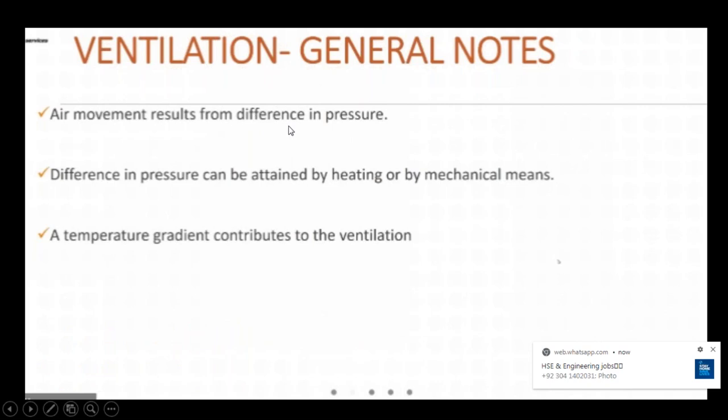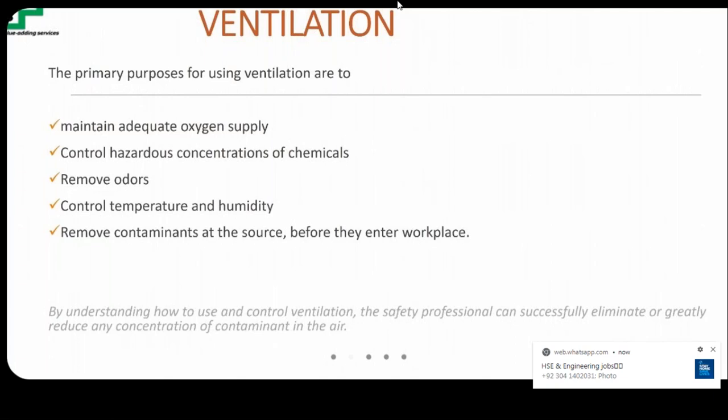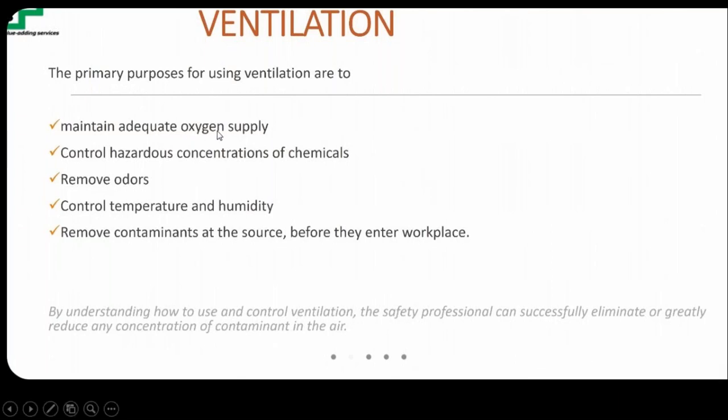First of all, what is ventilation and what is the purpose of ventilation? The basic purpose of ventilation is, number one, to maintain adequate oxygen supply. In some cases, we do ventilation to maintain oxygen supply, in some cases to reduce the concentration of hazardous chemicals, in some cases to remove odors, in some cases to control the temperature and humidity, and in some cases to control contaminants from the source. We capture the contaminant from the point of generation and remove it from spreading in the workplace. These may be the basic functions of ventilation in any room, in any workplace. Sometimes there may be a single objective, and sometimes there may be two or more purposes for the ventilation.